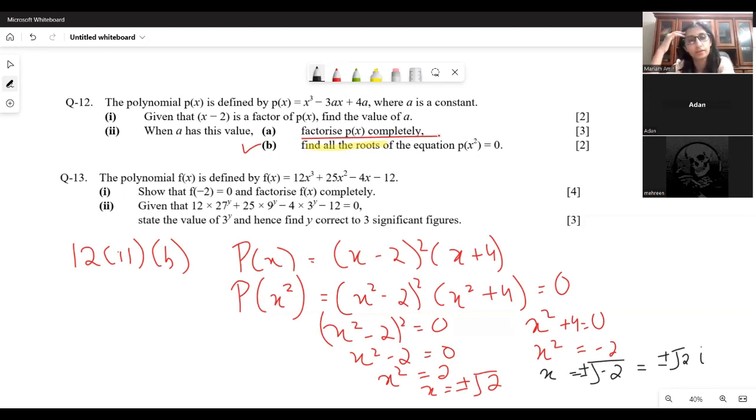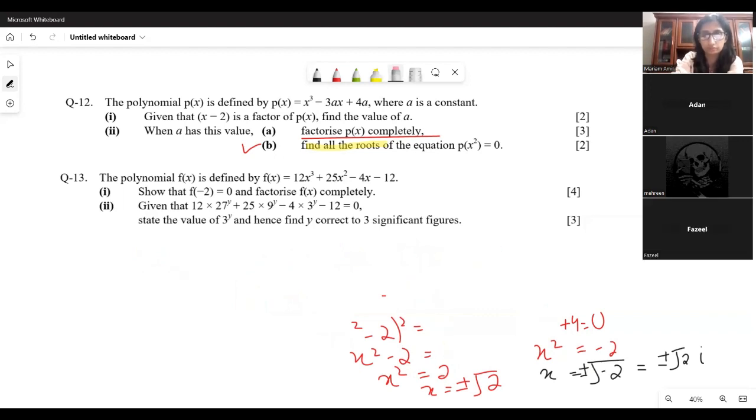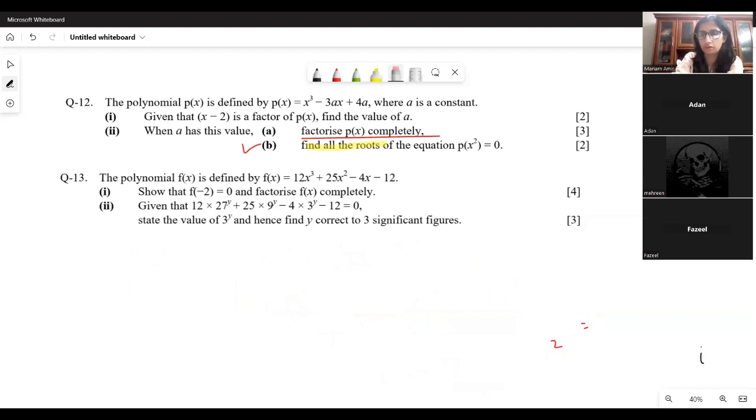Now let's quickly discuss question 13's last part, as requested by Mary. What about you, Fazil and Adan? You've studied log before. What about you, Adan? Ma'am, I had skipped this one. Okay, to some extent it can be done, just not the very last step. Let's go as far as we can with the knowledge we have so far.